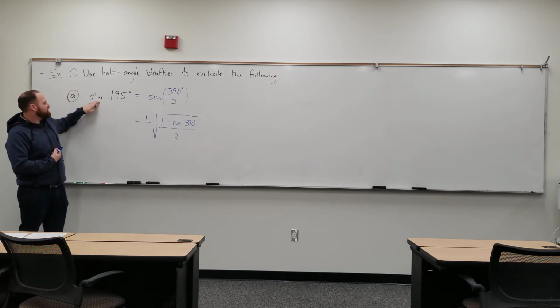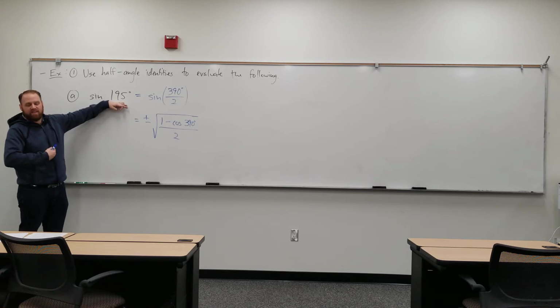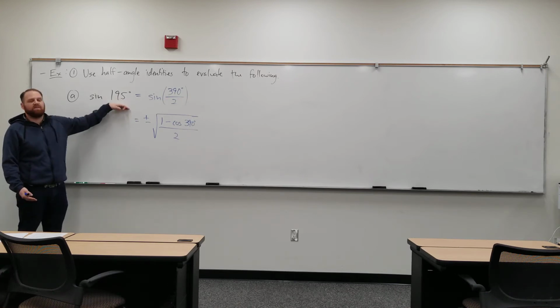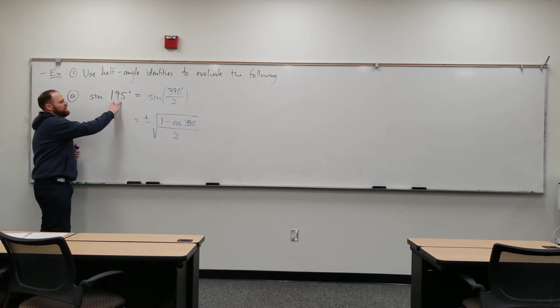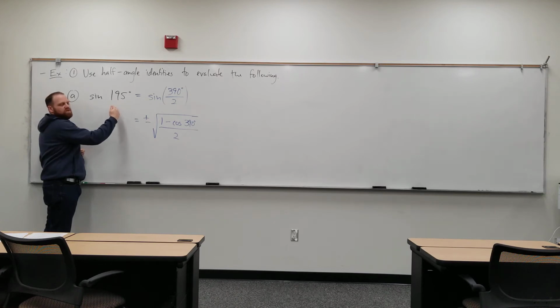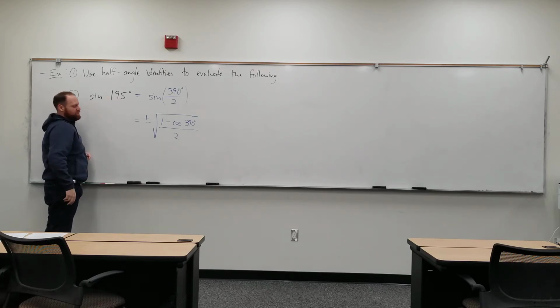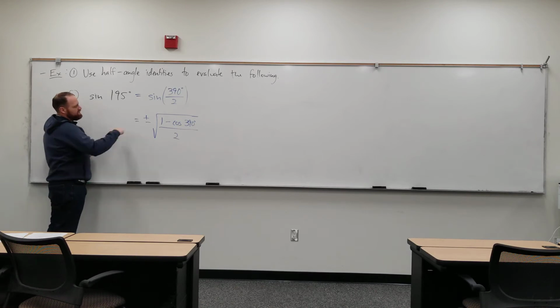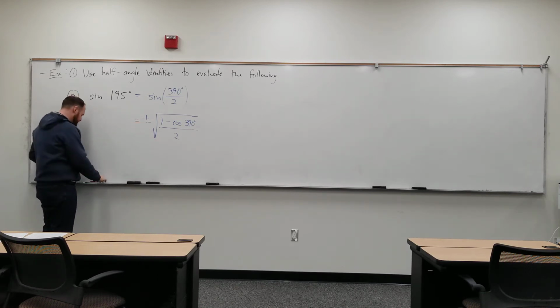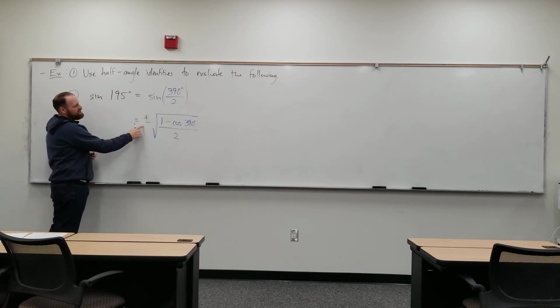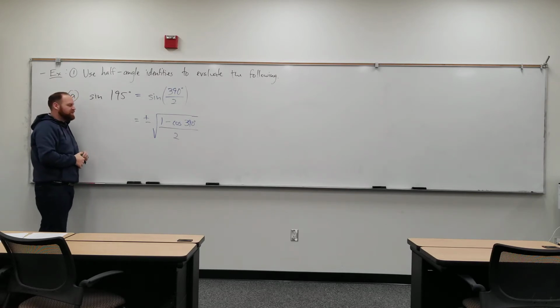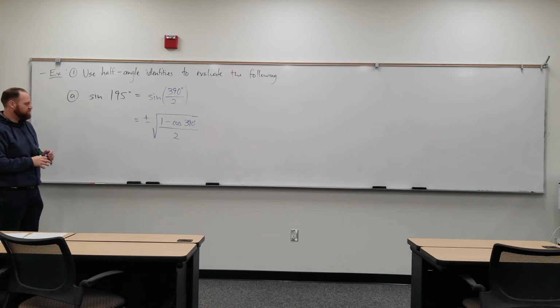The original thing that we're after is sine of 195 degrees. Well, 195 degrees is between 180 and 270, so we're in quadrant 3 here. Sine is negative in quadrant 3, so we're going to take the, oh, you can barely see that. I need a bigger red marker. We're going to take the negative square root here.